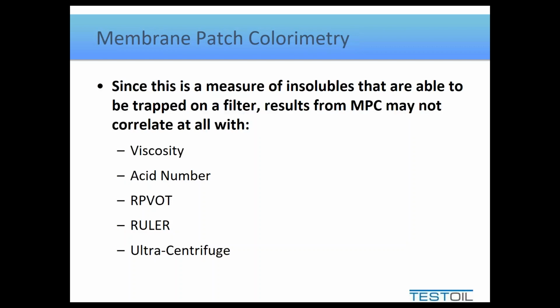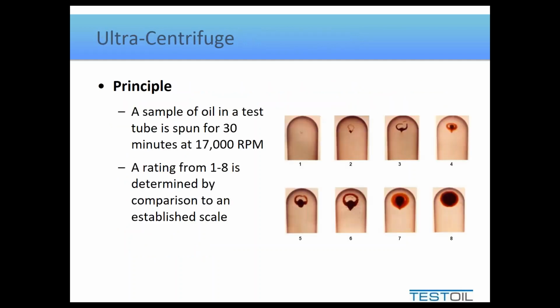And ultracentrifuge, which is a measurement of varnish from a slightly different perspective because of the method by which it does it, does not necessarily correlate well with MPC, which again is, like I said, why we do two different tests. Because they offer us two different perspectives. So just to get on to that ultracentrifuge for a second, let's explain what this test is. It's a pretty simple test.